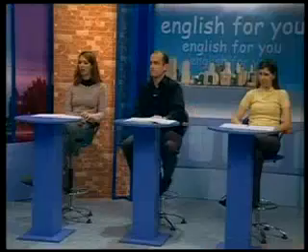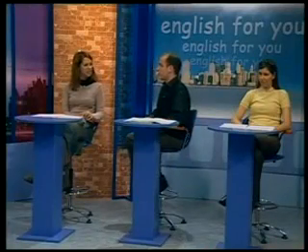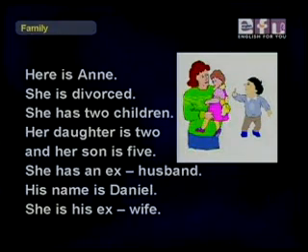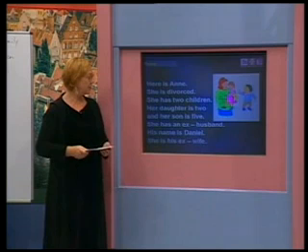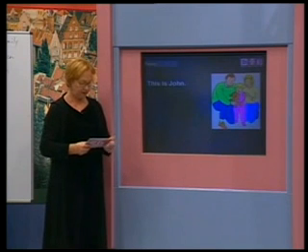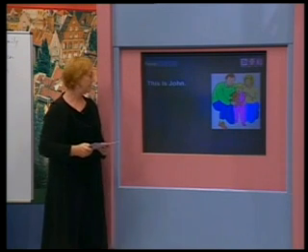So, Lisa, you start. You ask Ali. Okay. Ali, who is that? That is Anne. Is Anne married? No, she isn't. Who are they? Those are her children. How old are they? They are 2 and 5. Is she married? No, she isn't. She has an ex-husband. What is his name? His name is Daniel. Okay. Very good.